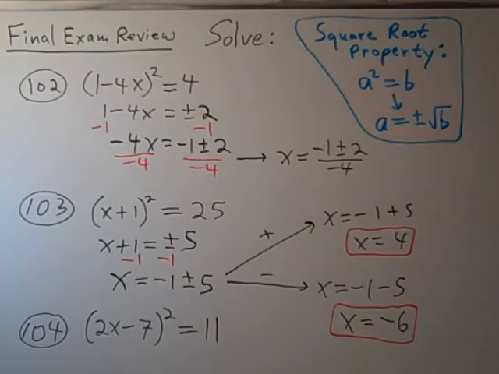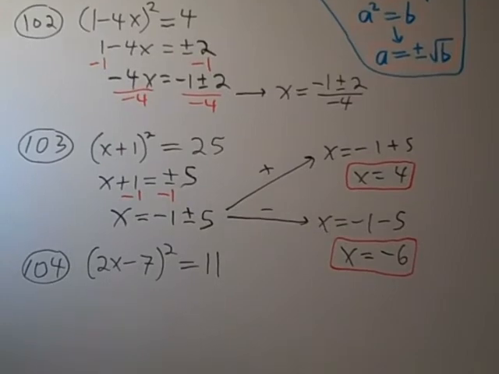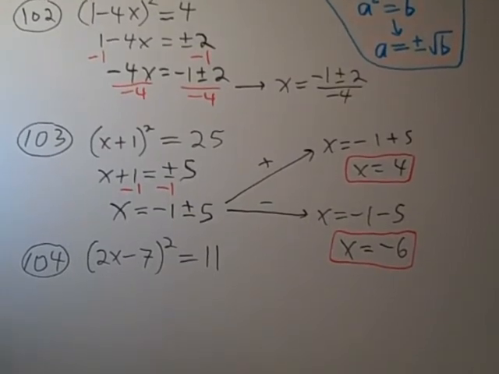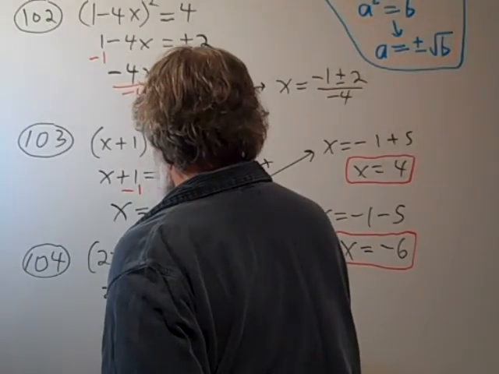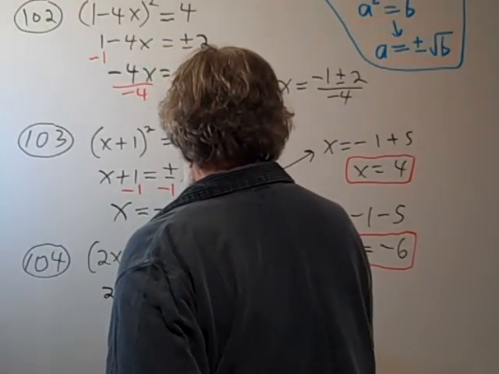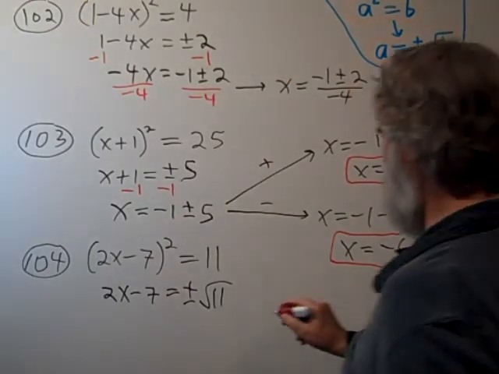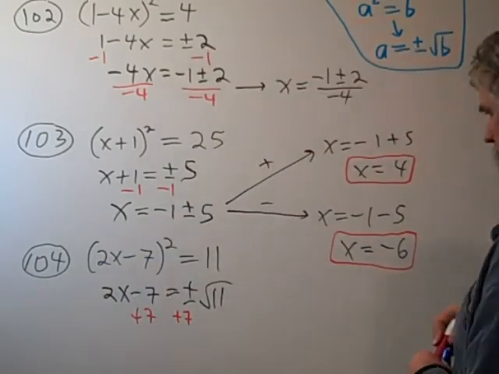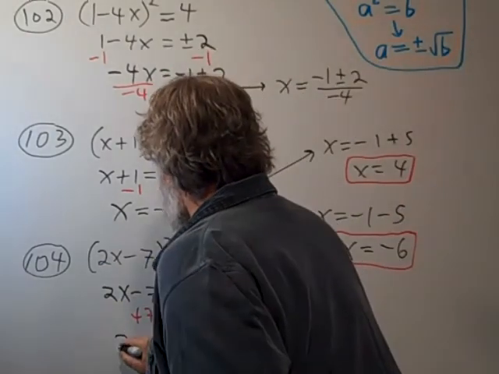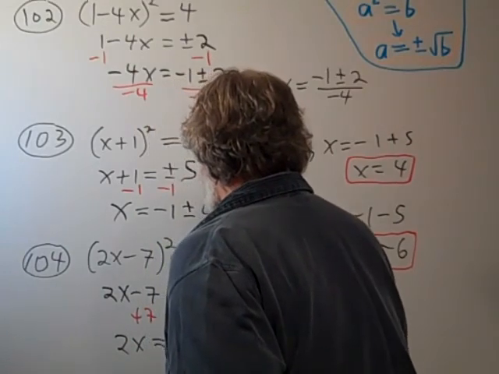On problem 104, we also apply the square root property. And so we get that 2x minus 7 is equal to plus or minus the square root of 11. Add 7 to both sides, and we get that 2x is equal to 7 plus or minus the square root of 11.